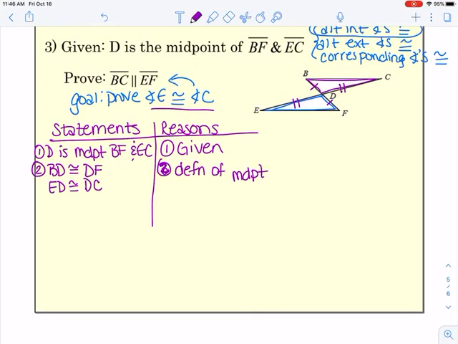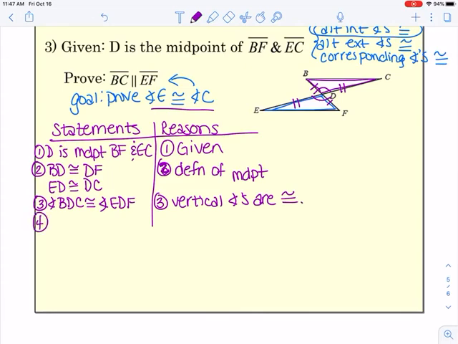Okay, so now I have two sides that are congruent, and I have nothing left in my given. So I'm going to have to come up with another way to prove something in those two triangles congruent. How about this angle and this angle? Those are vertical angles, so vertical angles are going to be congruent. So angle BDC is going to be congruent to angle EDF, and that is because vertical angles are congruent.